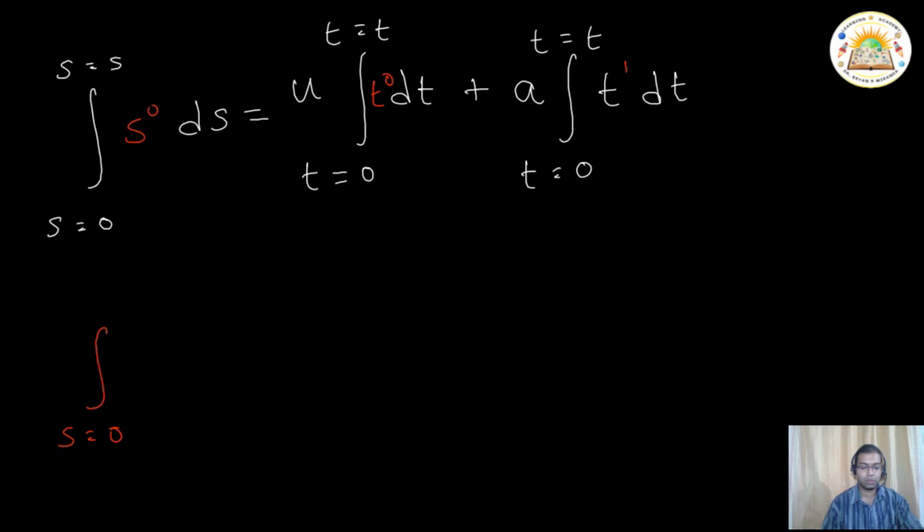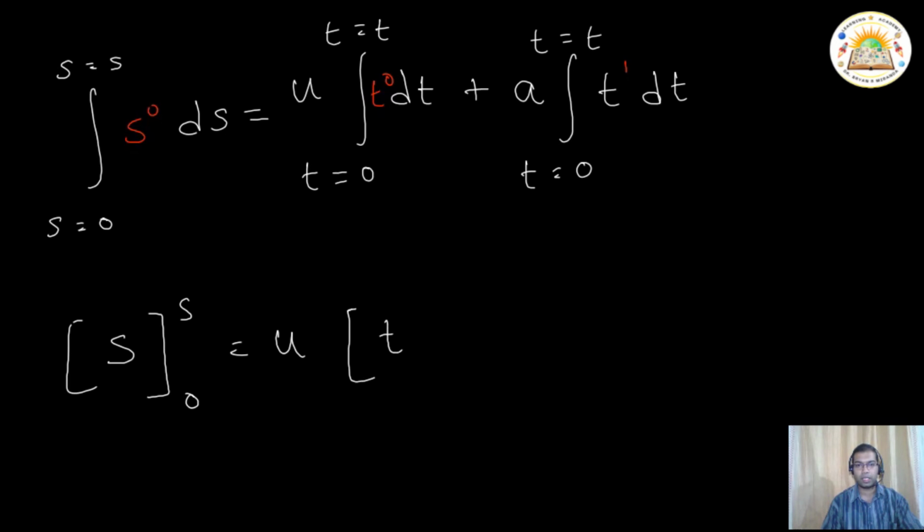So this becomes integral s is equal to 0 to s is equal to s power 0 when we do. So without the integral, let's go ahead and solve it. We will get s power 0 plus 1 by 1, which I'm just writing as s, varying from 0 to s, is equal to u times t, which is varying from 0 to t. Now here we have t power 1. So that we will get it as t to the power 1 plus 1 divided by 1 plus 1, varying from 0 to t.